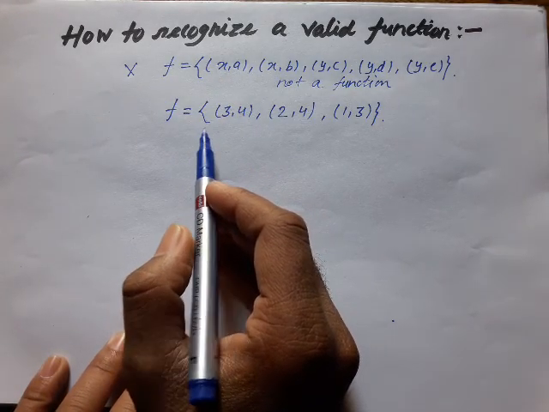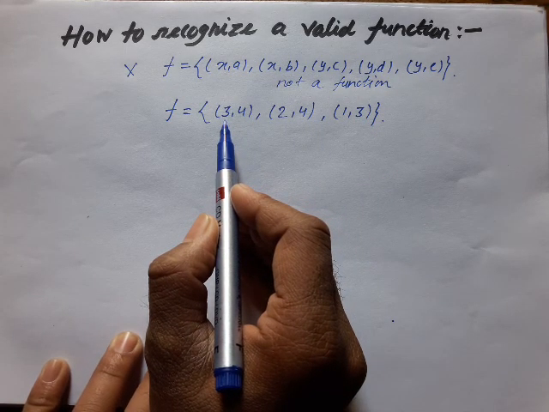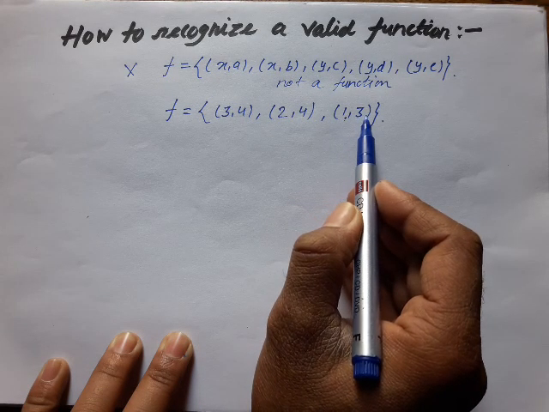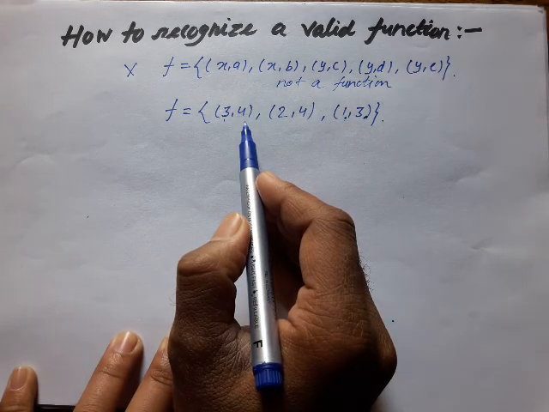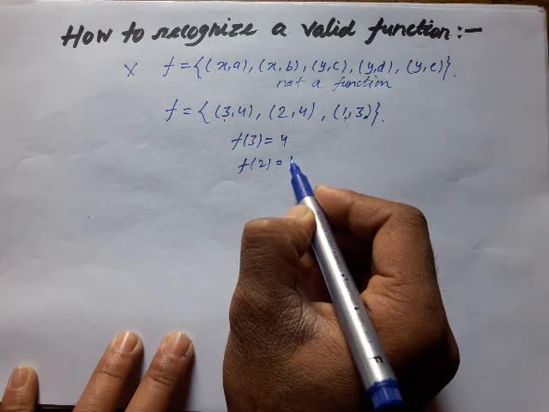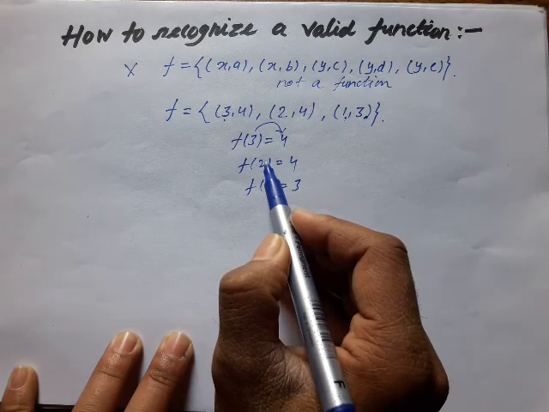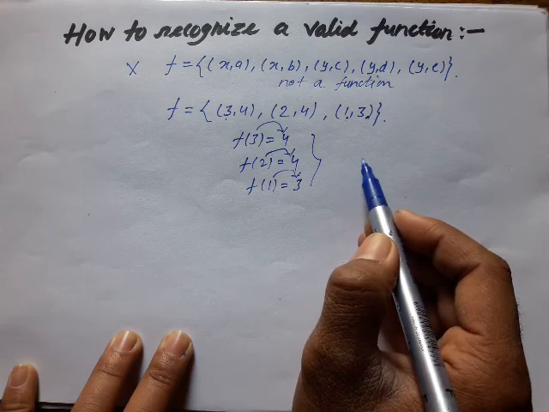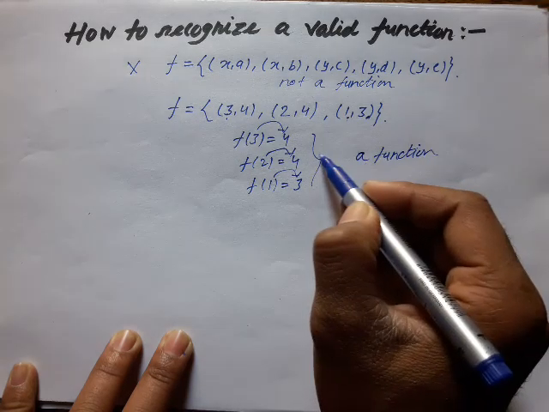Now you can see that there is another function which is equal to (3, 4), (2, 4), (1, 3). You can see that element 3 has the image 4, element 2 has the image 4, and element 1 has the image 3. Every element 3, 2 and 1 has a unique image, that is f(3) = 4, f(2) = 4, f(1) = 3. So this function satisfies our definition, so this should be a valid function.